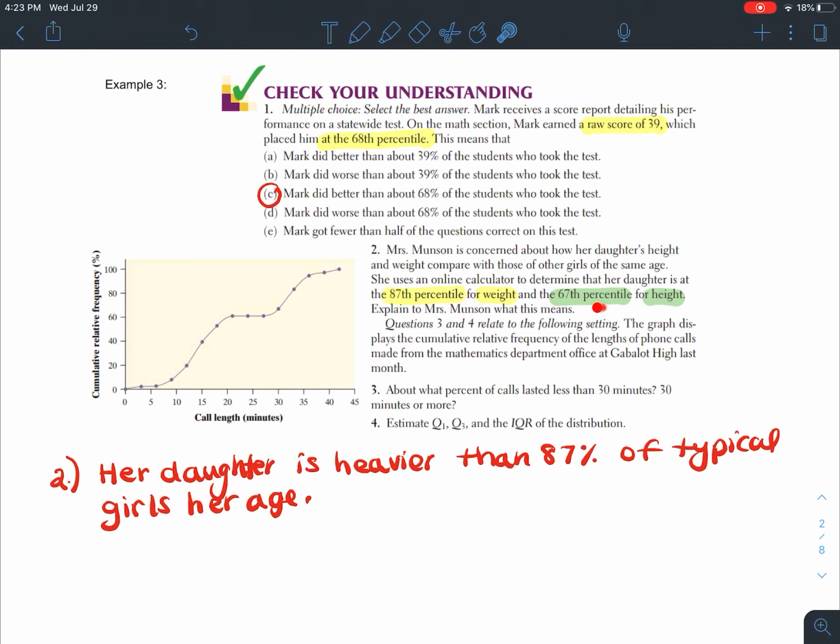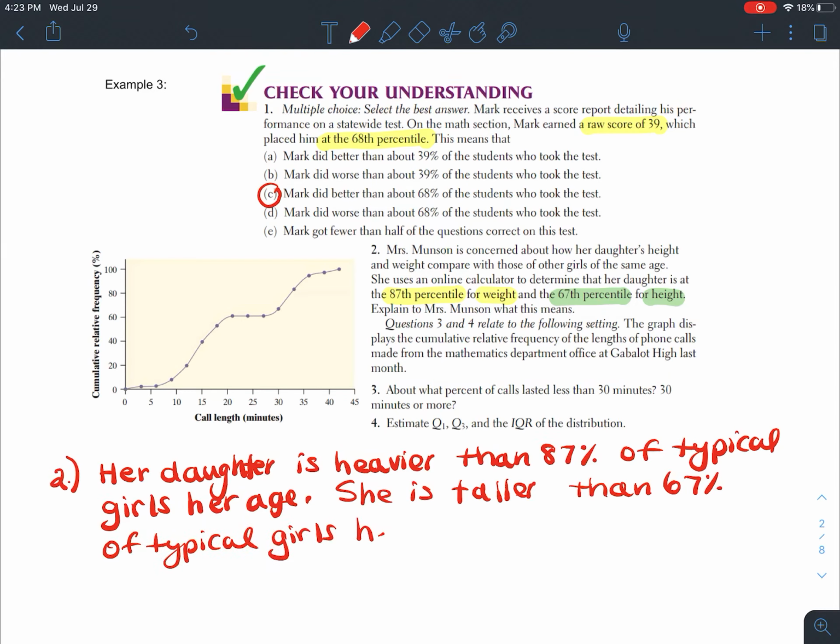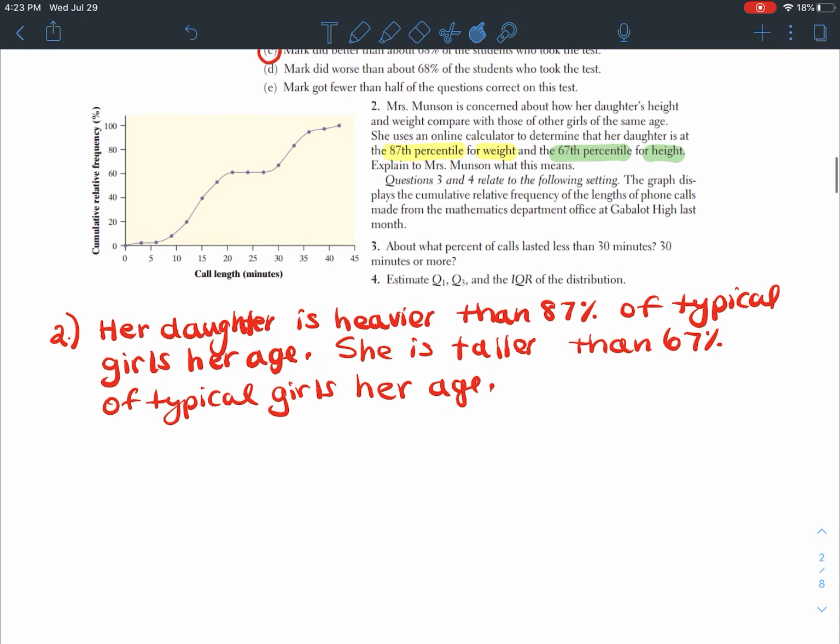Okay. Let's also interpret that her daughter is in the 67th percentile for height. We could say she is taller than 67% of typical girls her age. Okay, again, it would be acceptable to say 67% of typical girls her age are shorter than her. That would be completely fine.